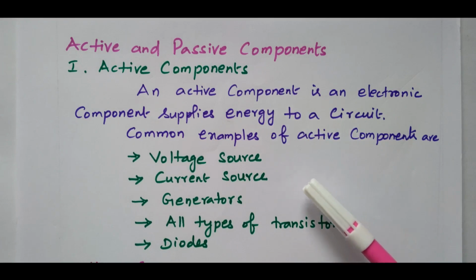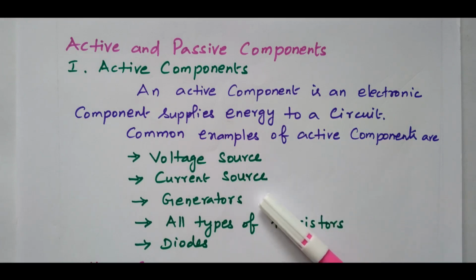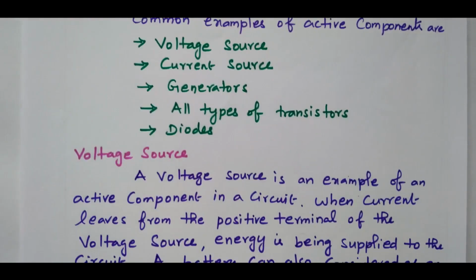So what examples are available? Voltage source, current source, generator, all types of transistor, diode. These are all examples of active components. They are able to supply the energy in the circuit. Now we'll see these one by one. First we'll see the voltage source.